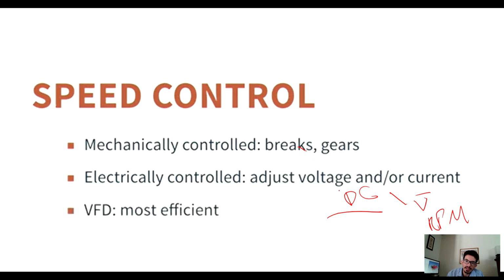In single phase applications, if you vary the voltage, you just lose efficiency, but it's usually the same RPMs. And the variable frequency drive is the most efficient and the most used fashion of controlling AC motors. Single phase AC motors use the frequency drive.